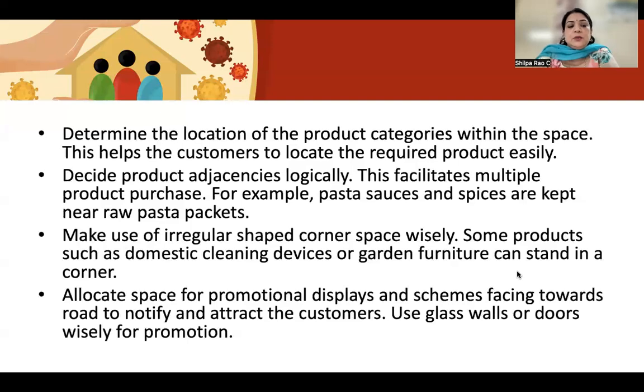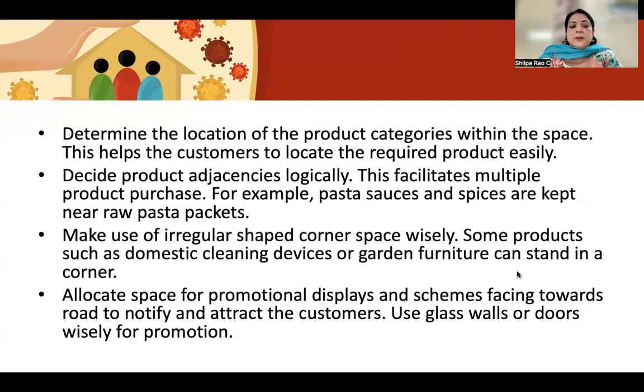Then you also need to determine the location of product categories within the space. This helps the customers locate required products easily. Decide product adjacencies logically. This facilitates multiple product purchases. For example, pasta sauces and spices are kept near the pasta packets. So what will go with what needs to be assorted and kept together.